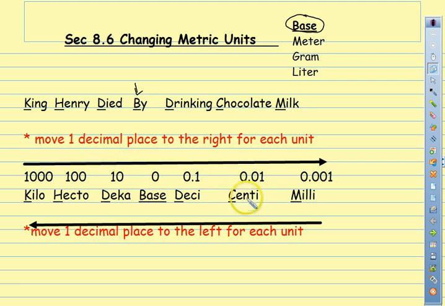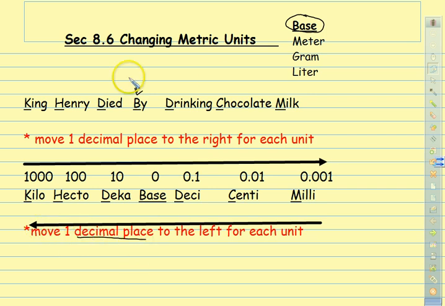So again, if we're going from a centimeter to a kilometer, we're going to move 1, 2, 3, 4, 5 places to the left, since we are moving to the left. And when I say moving, we're talking about the decimal place.